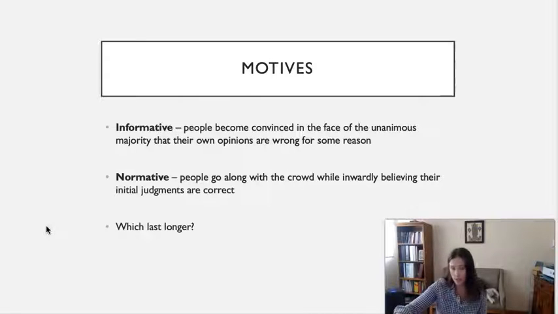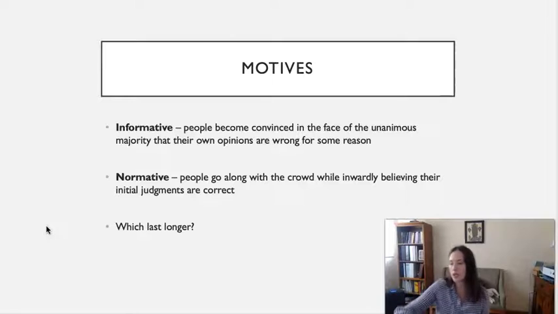So my question for you is, out of these two types, informative and normative, which one lasts longer? Informative is going to last longer. Informative social influence, because you think what they're doing is right, you're going to keep doing it when you're in that same situation again. Like that woman continuing to do it even when everyone else was gone.